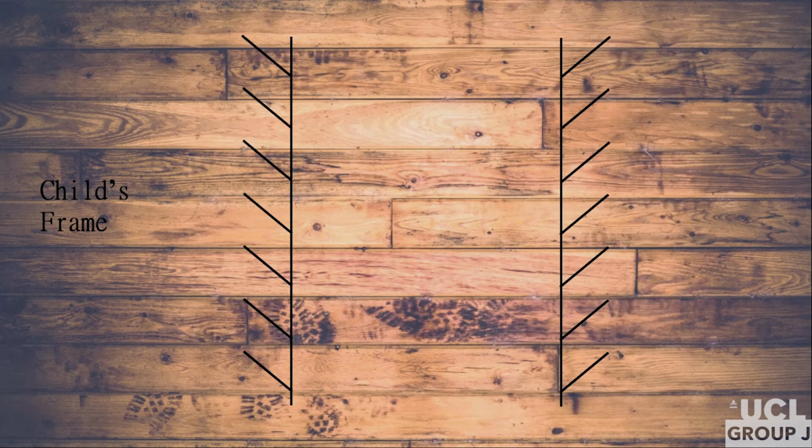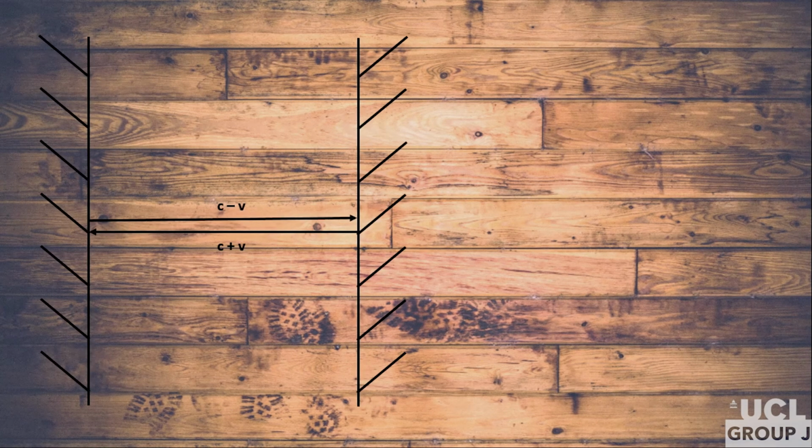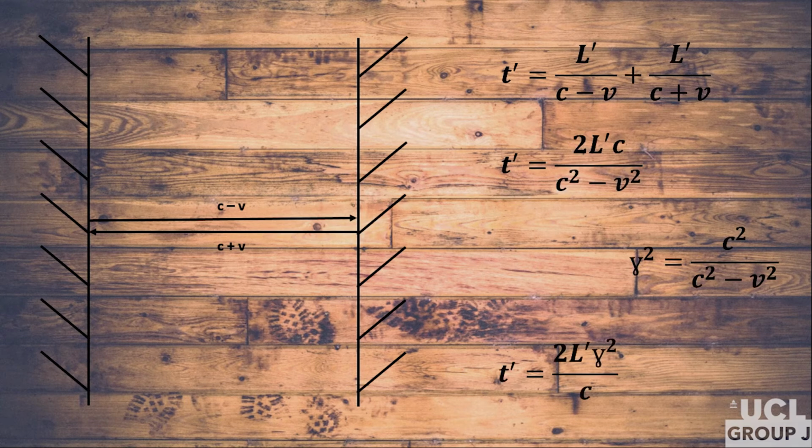In the child's frame, the photon still moves at velocity c, and the sleigh at velocity v. Therefore, the photon appears to be moving relative to the mirror, with velocity c minus v on its way to the other mirror, and c plus v on its way back. So according to the child, the time t prime it took to go forward and back is the length between the mirrors divided by the speed on the way there, plus the length between the mirrors divided by its speed on the way back. We can simplify this to 2 gamma squared L prime over c.